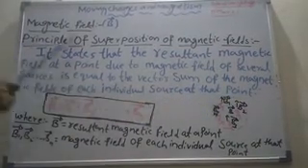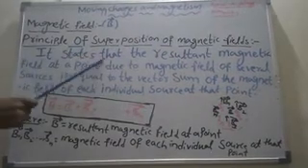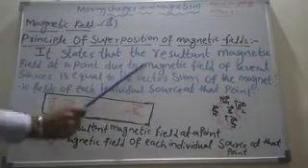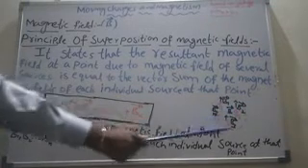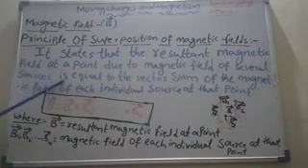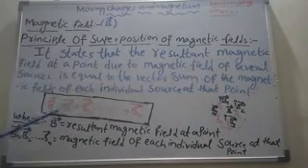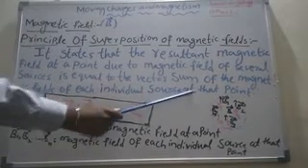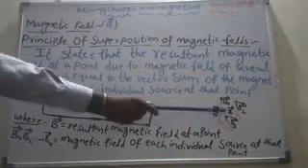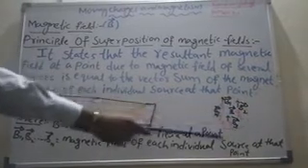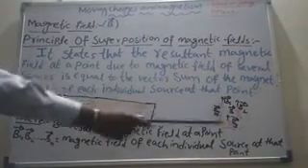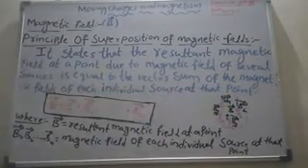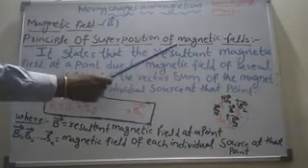So what is the principle of superposition of magnetic fields? It states that the resultant magnetic field at a point due to several sources or charges is equal to the vector sum of the magnetic fields of each individual source at that point. This is called the principle of superposition of magnetic field.